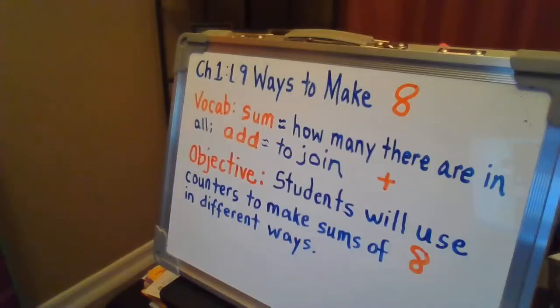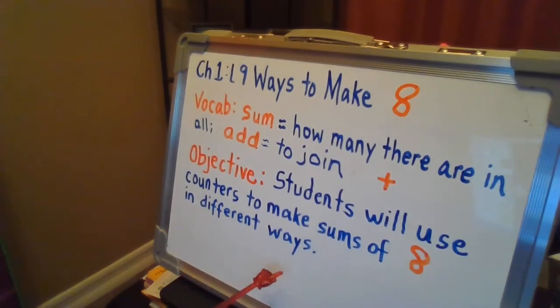We're going to continue on with our vocabulary. The word sum means how many there are in all. Or you may hear the words all together. Then the word add, which we learned means to join. This is the symbol that we use when we want to add 2 groups together, or join 2 groups together, to find their sum. So this is what we're going to be doing today. Your objective, your goal: you use counters or your connecting cubes to make sums of 8 in different ways.